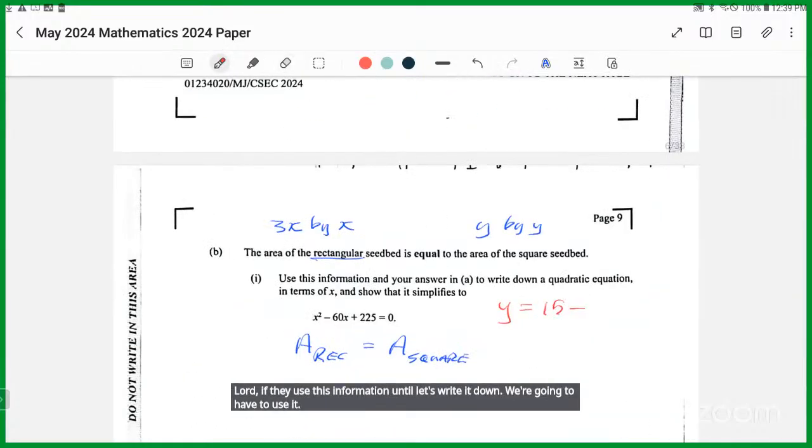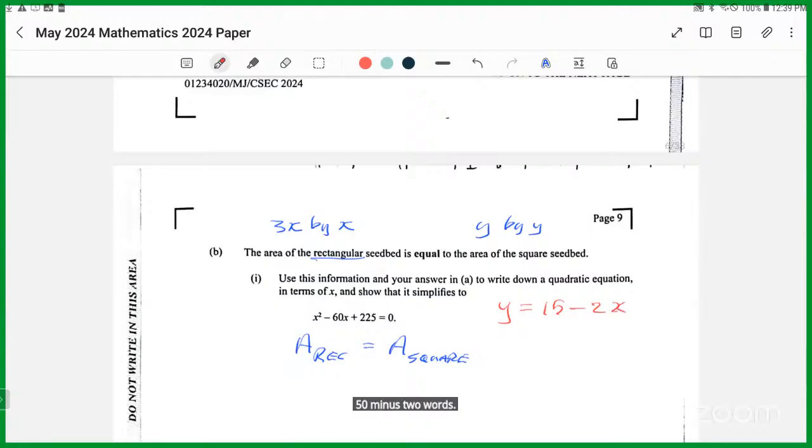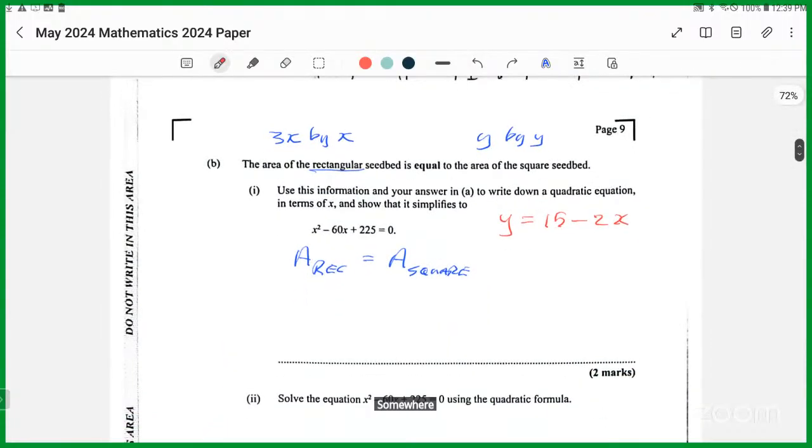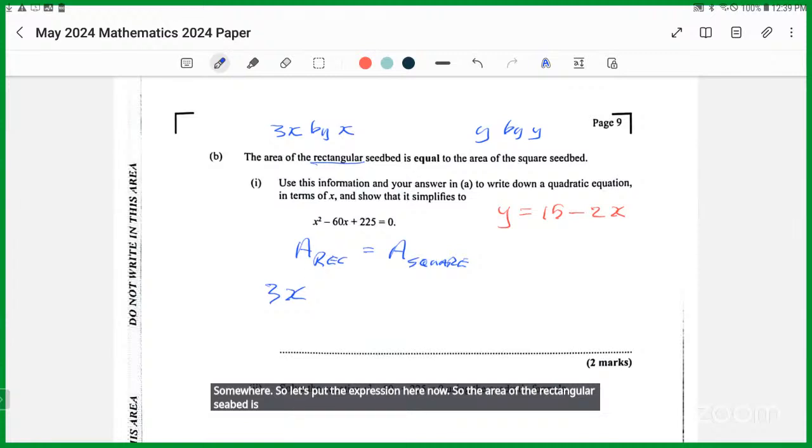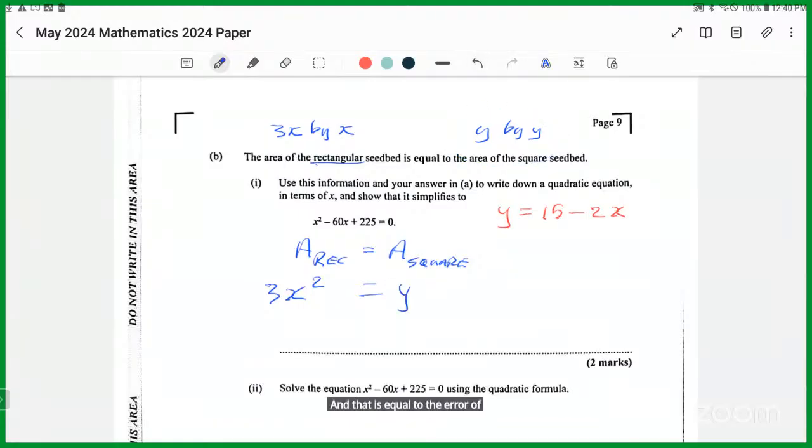50 minus 2x. We're going to have to use it, because the answer here is in terms of x alone. So we're going to have to substitute away the y somewhere. So let's put the expression here now. They don't give a lot of space to work. So the area of the rectangular seabed is 3x squared, so we're multiplying these two. And that is equal to the area of this one, which is y squared.